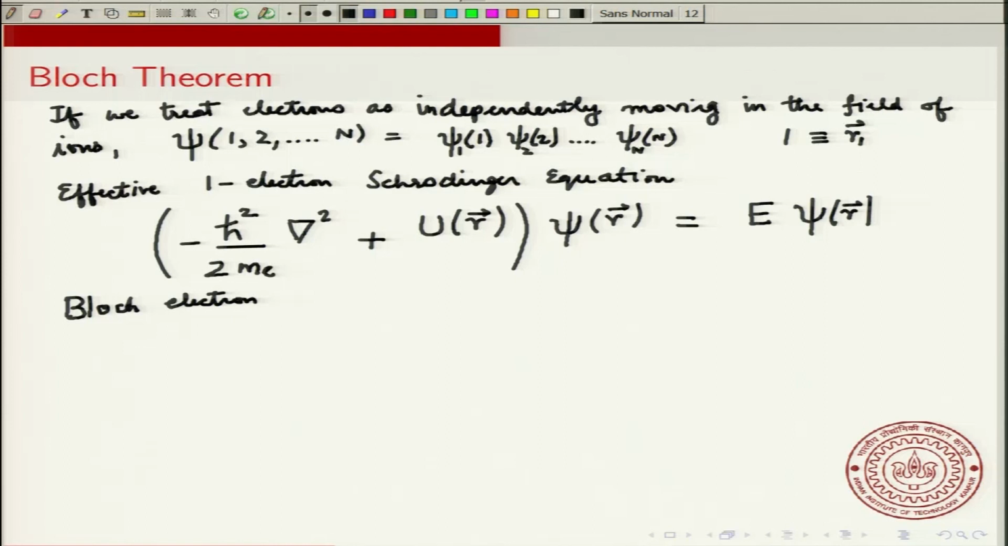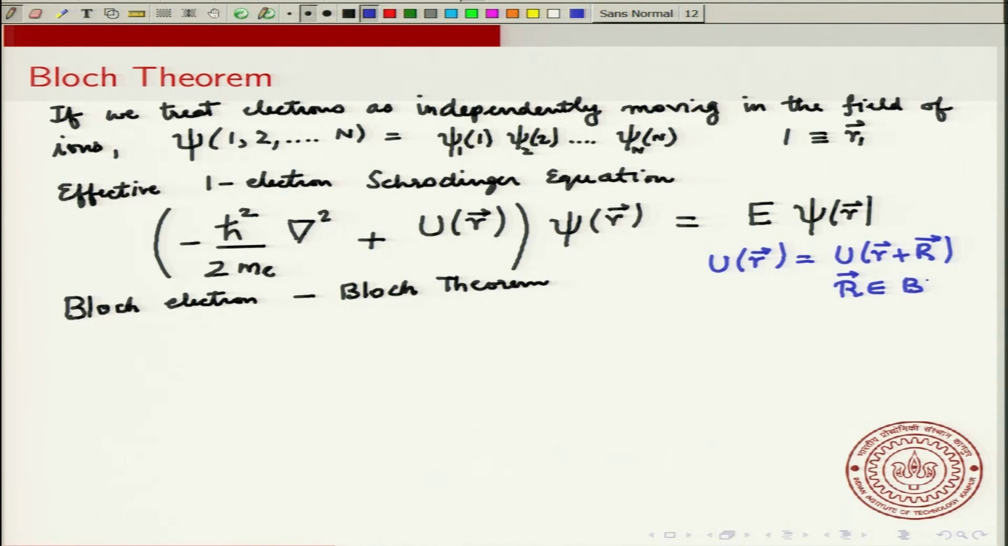And now there is a theorem. Now we go to the Bloch theorem. So, Bloch theorem says, let me remind you that we have the condition, the periodicity, U of r is equal to U of r plus R, where R belongs to the Bravais lattice. R is some lattice translation vector.